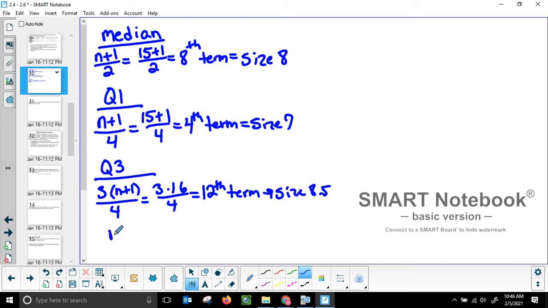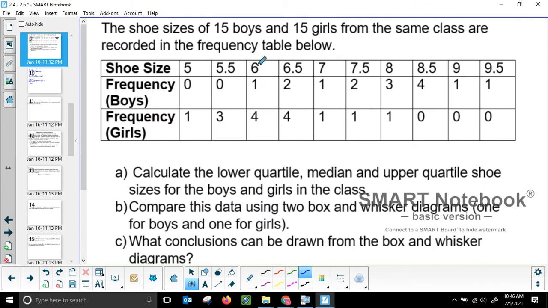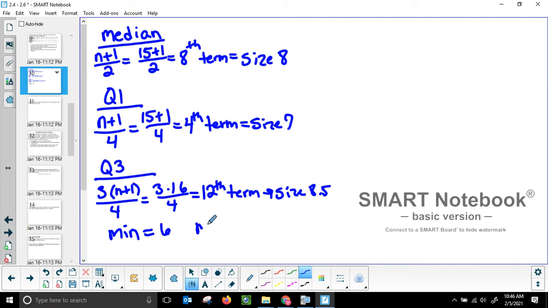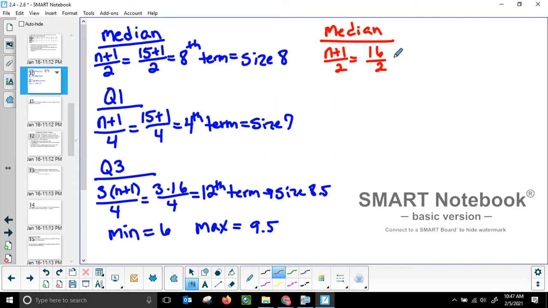Now of course, our minimum value for boys is 6, and my maximum is 9.5. That's all of the data we need to make a box and whisker diagram. Now we'll go ahead and do the same thing for girls. The girls also have 15 girls, so n plus 1 over 2 is still 16 over 2, which is my 8th term for girls as well.